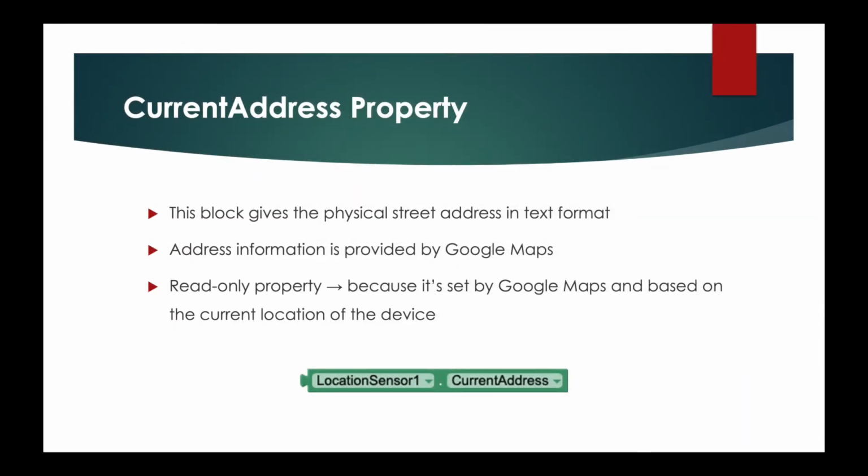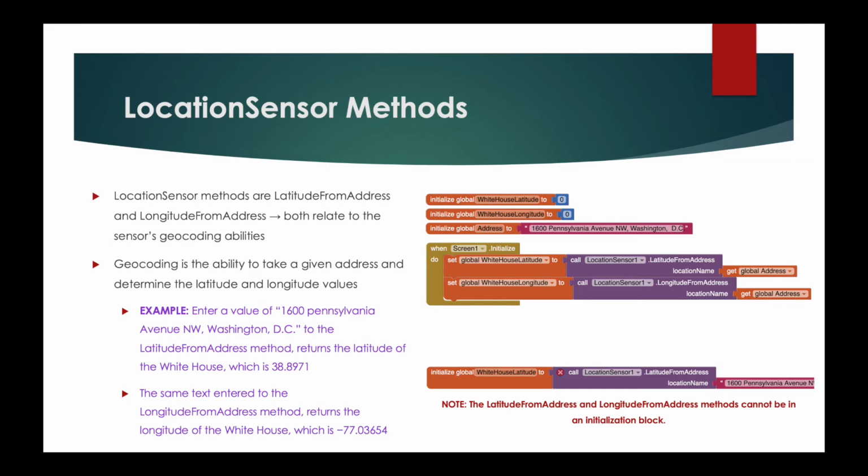The next property is the current address block. This property gives the current physical street address in text, and the address is provided by Google Maps. This is a read-only property because it's set by Google Maps and it's based on the current location of the device. The location sensor's methods are latitude from address and longitude from address.